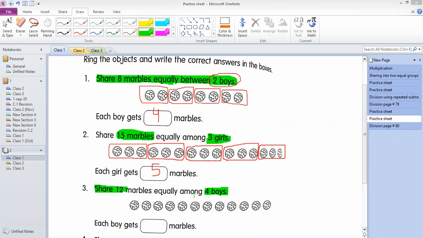Share 12 marbles equally among 4 boys. How can we do that? Okay. Each boy will get how many marbles? Six. 6? How 6? How many boys are there? 4. You will make group of how many marbles?